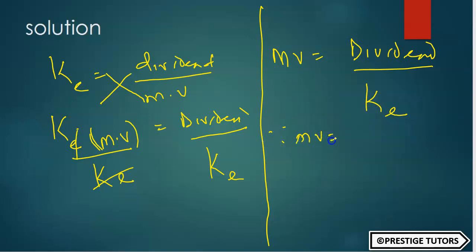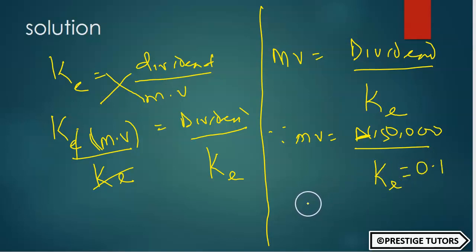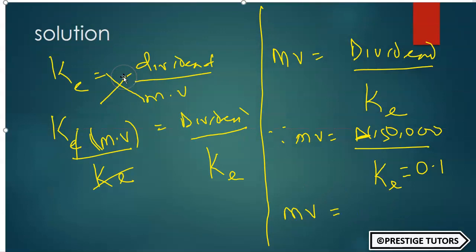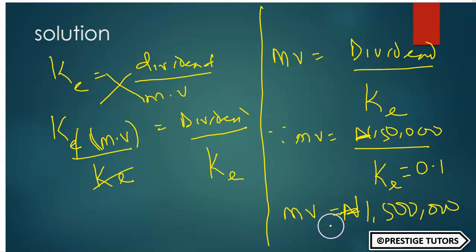Therefore, market value, from our question, what do we have as our dividend? 150,000. And our cost of equity from the question says 10%, which is equal to 0.1. If you divide 150,000 naira by 0.1, what do you have? This gives us 1,500,000 naira. This is the market value when the company has no debt.